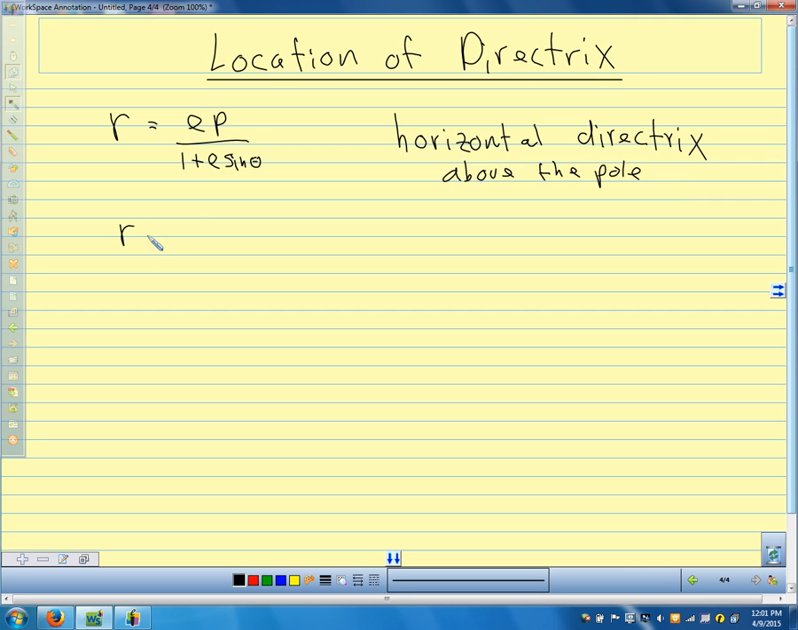And then if we have r equals ep over 1 minus e sine theta, our directrix is going to be below the pole. So not only do we know where our axis is, we know more about the orientation of our conic section. And these two are going to have pi over 2 symmetry.